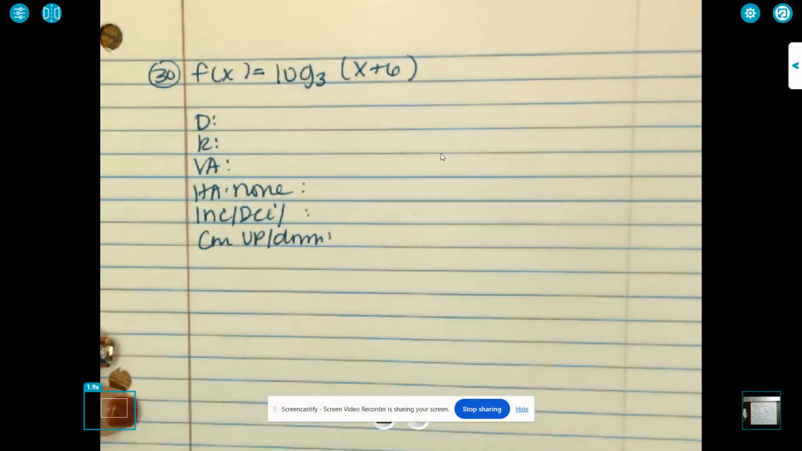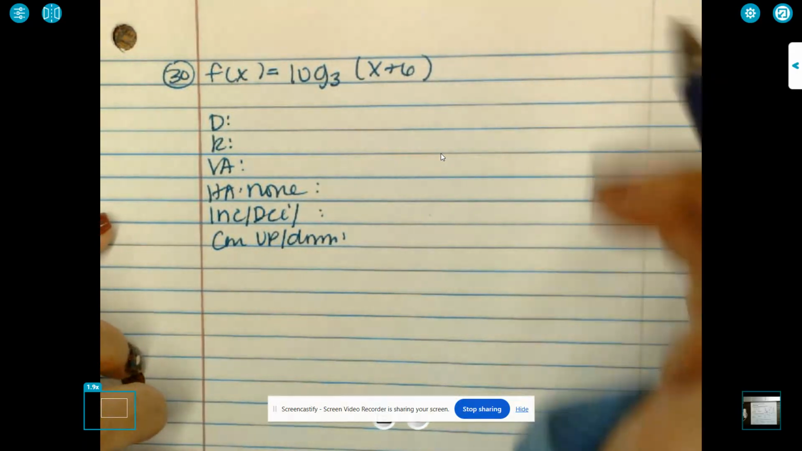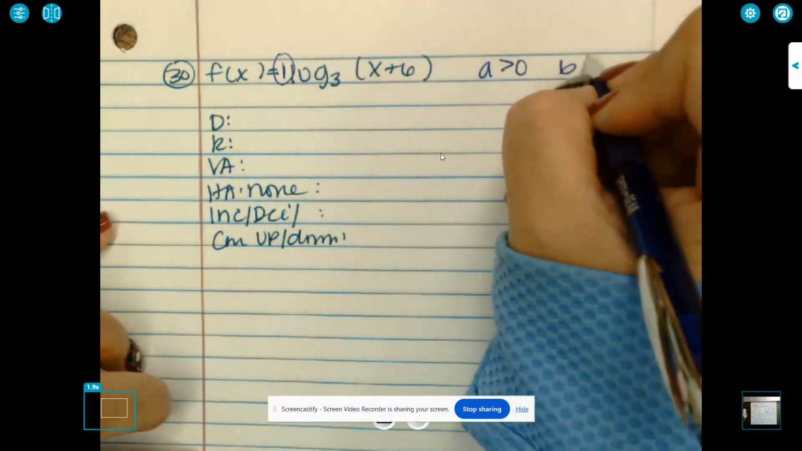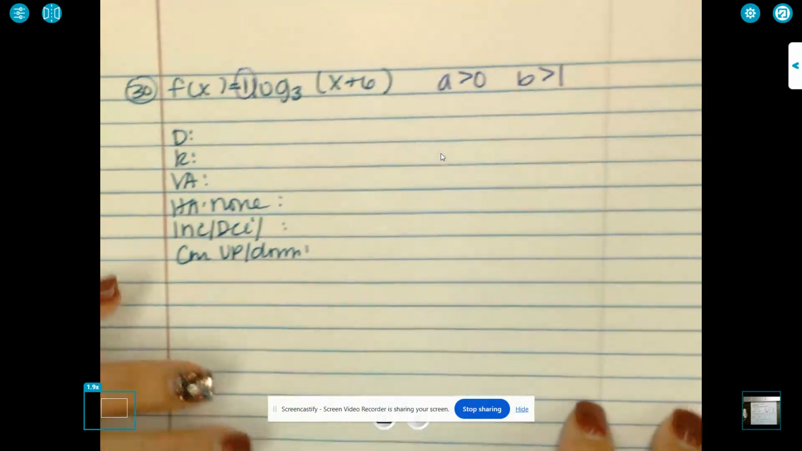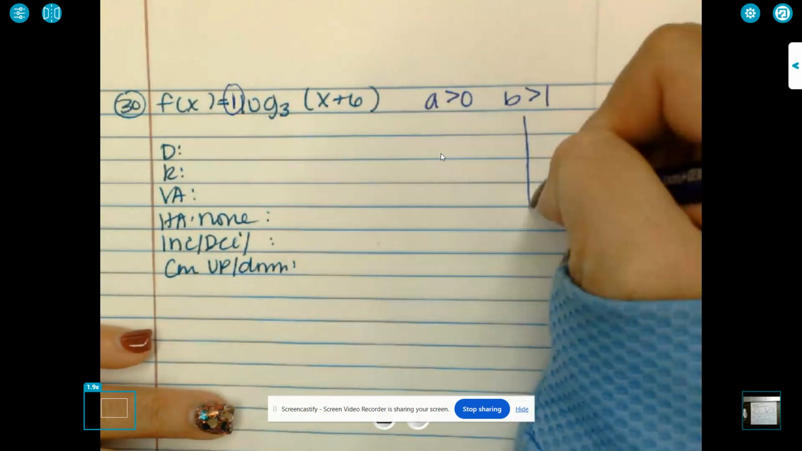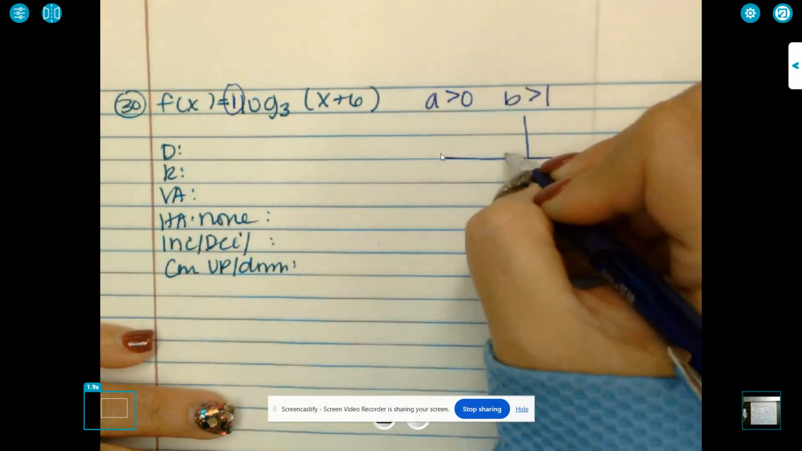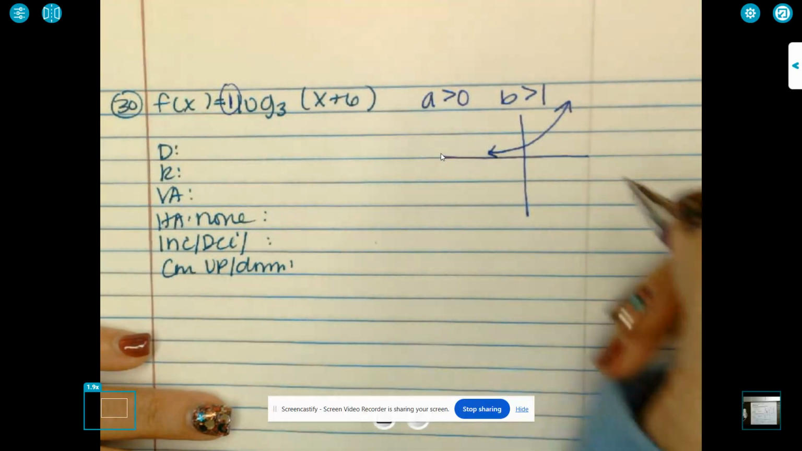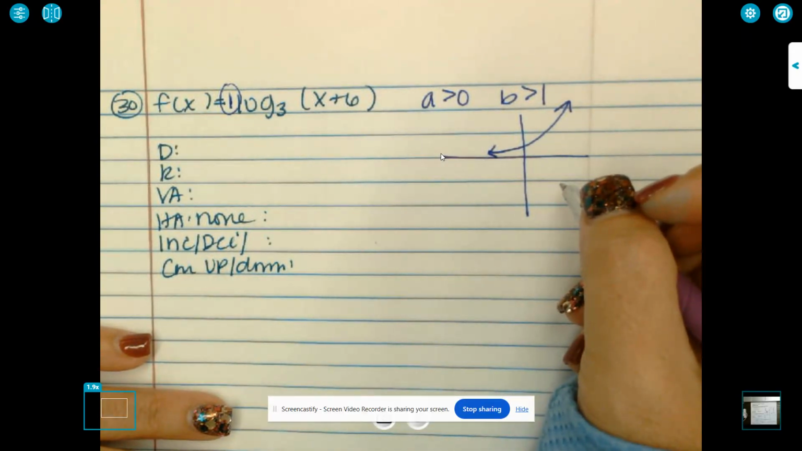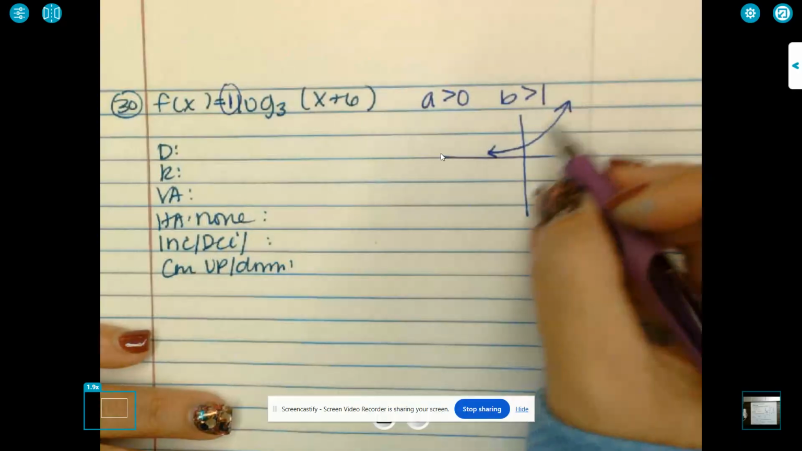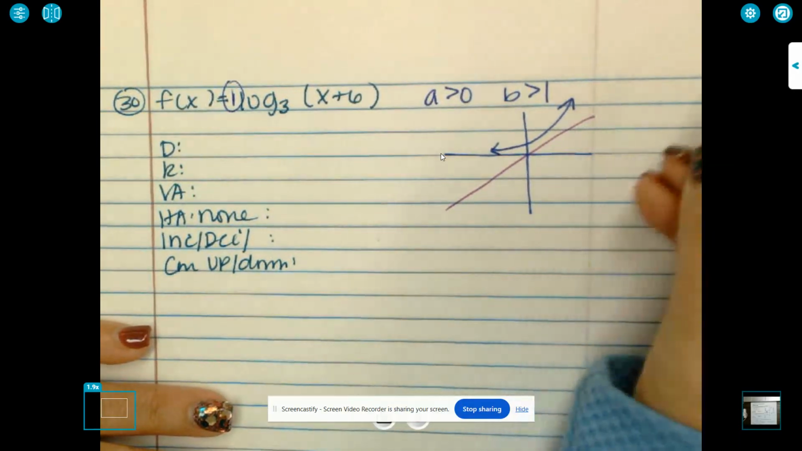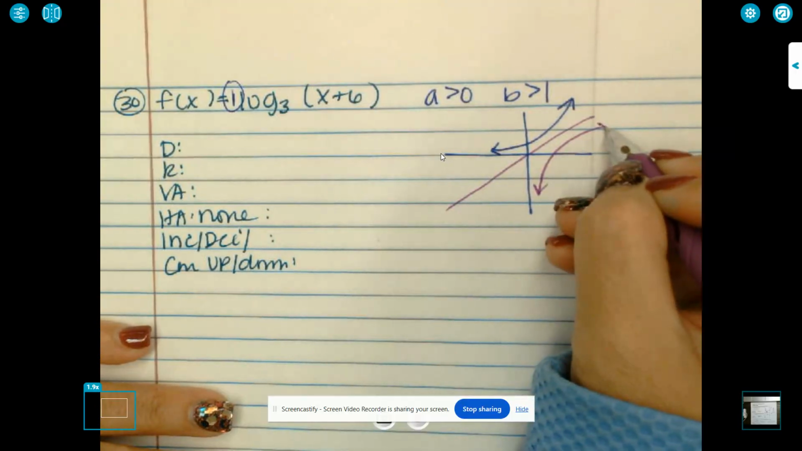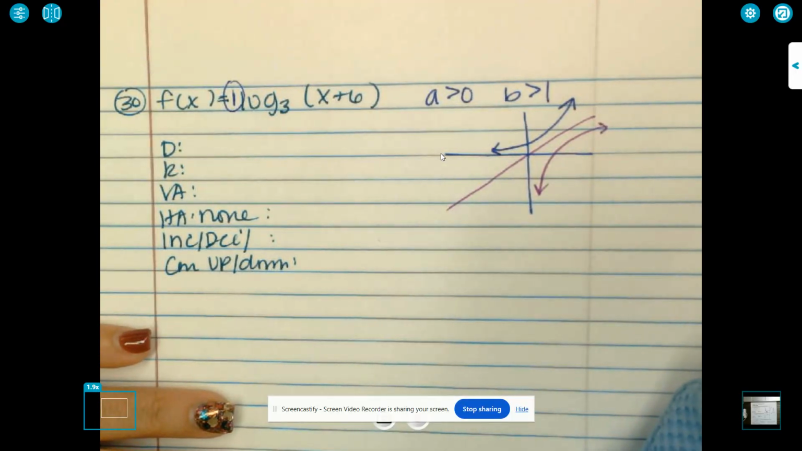All right, so let's talk about what we've got. This time, our A value is still greater than 0, and this time our B is greater than 1. So if A is greater than 0 and B is greater than 1, on an exponential, that will be our growth formula. If we flip that, it's going to look like this. Is everybody with me? Okay.